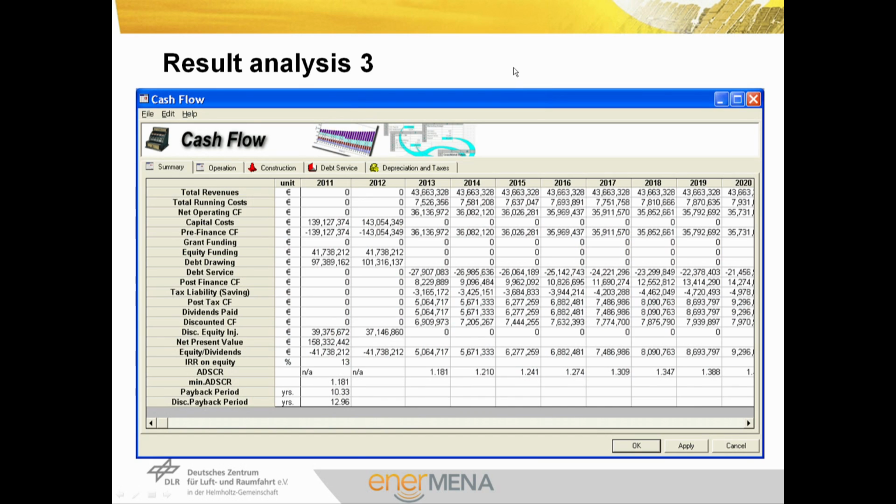By using the economical capabilities of Greenius, also a detailed cash flow analysis can be done. And the cash flow output window gives detailed information about revenues, costs, operation costs, capital costs, and so on.